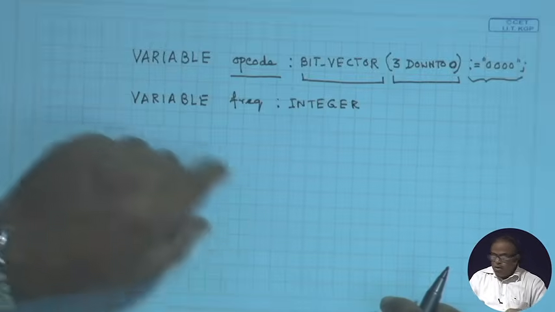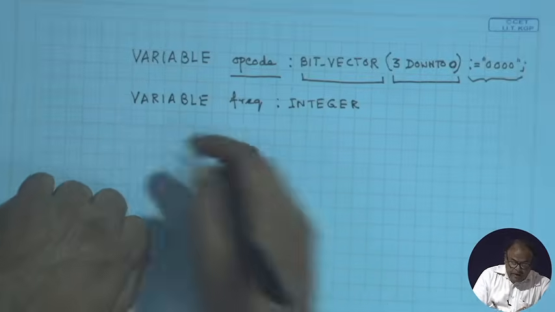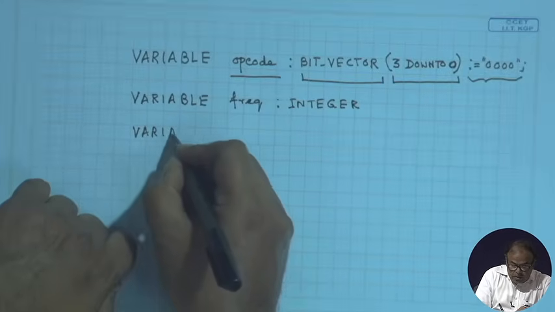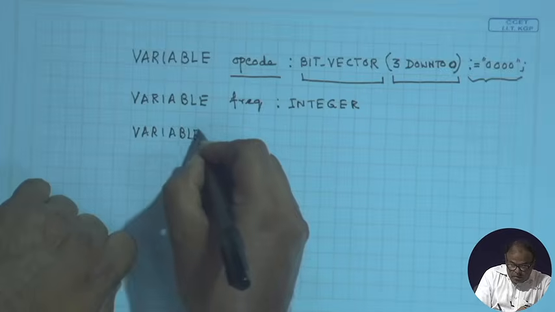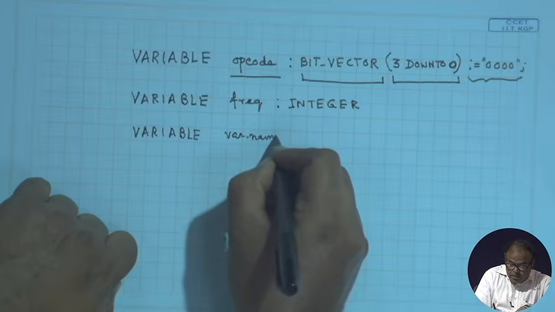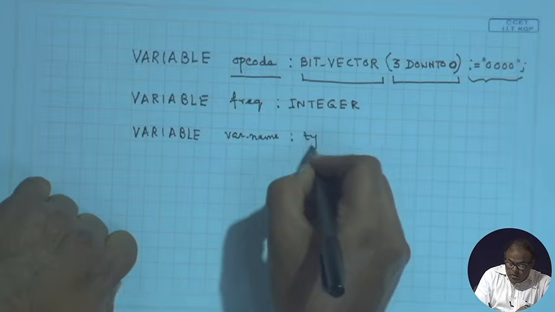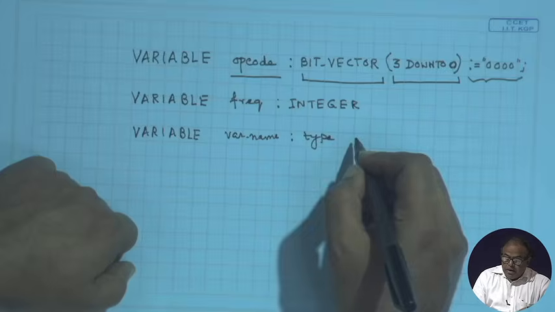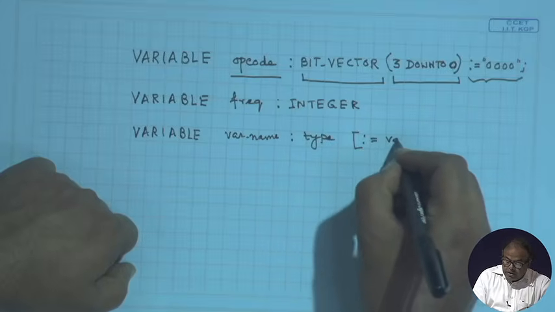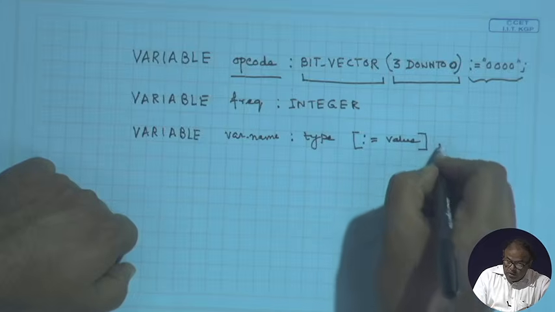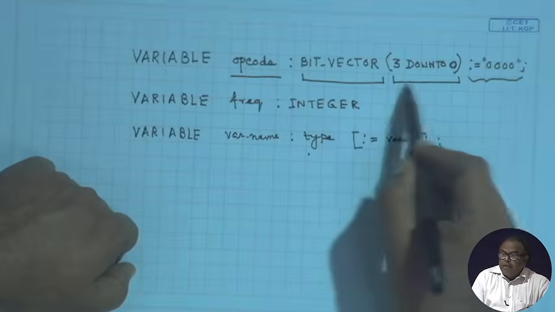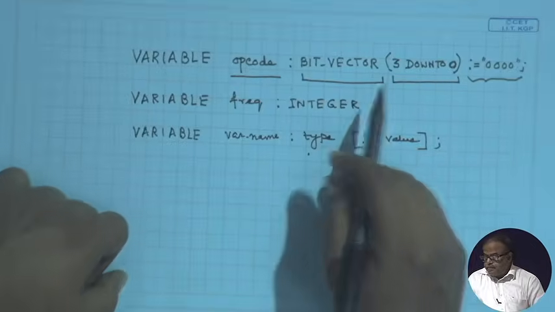All right. So, essentially a variable declaration is of the form: the keyword variable followed by the variable name, colon, type, and then if I want I can optionally initialize it to some value, semicolon. Now, for type, if it is a bit vector I have to give the width of the vector.